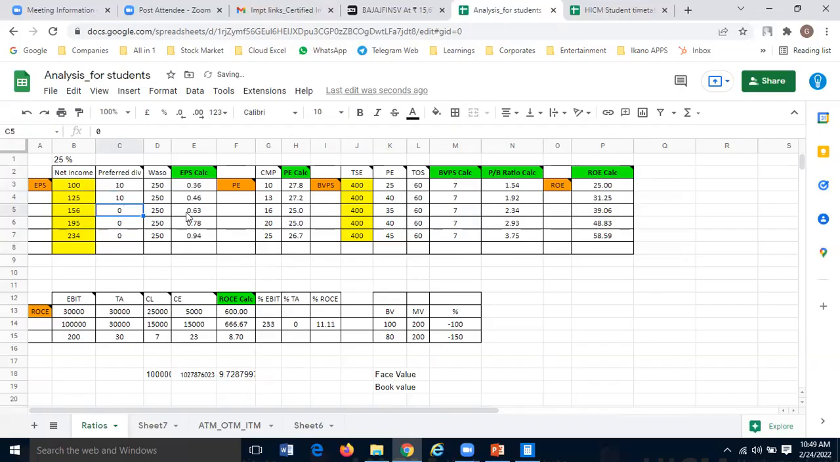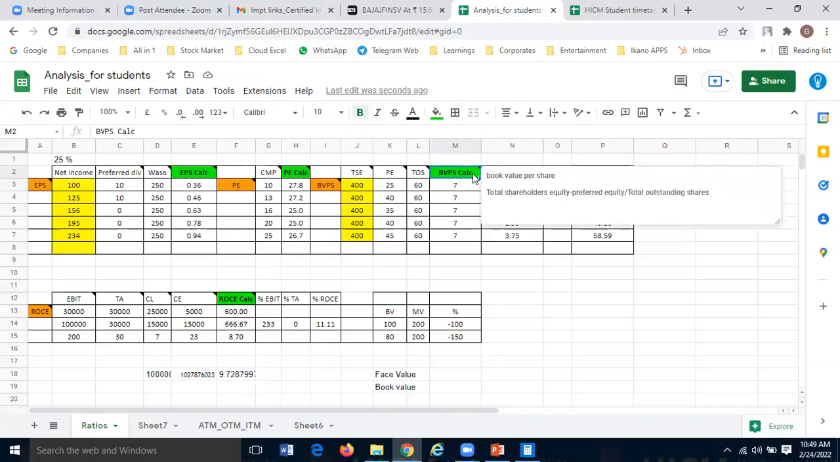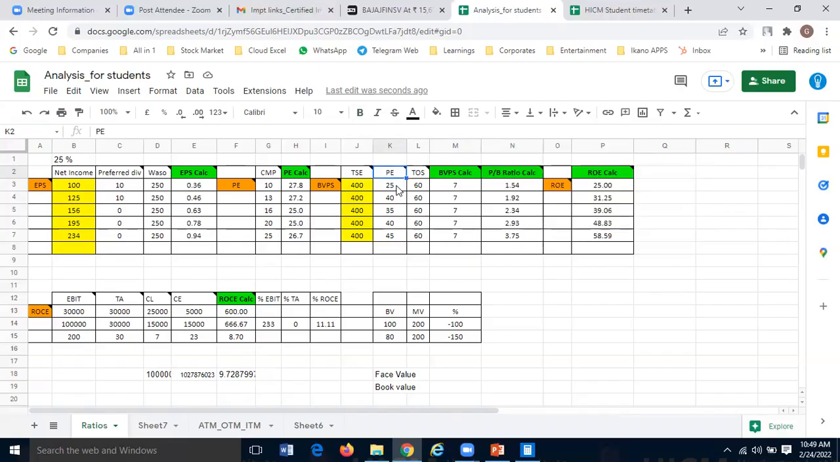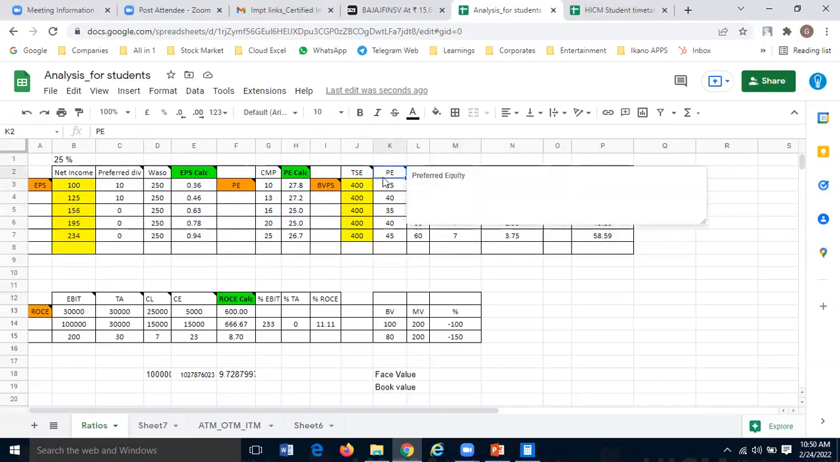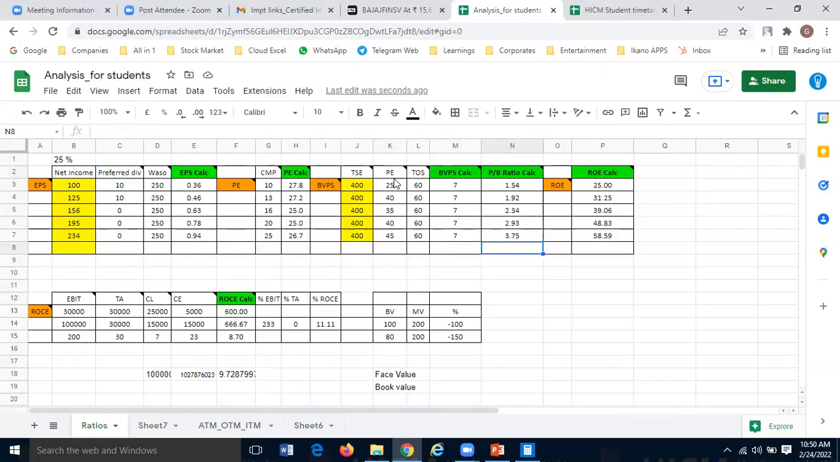Let's say 10. Okay, this should be here and it should be here. They have only changed the cells actually. So this is what preferred equity is. We have to touch here, not there.